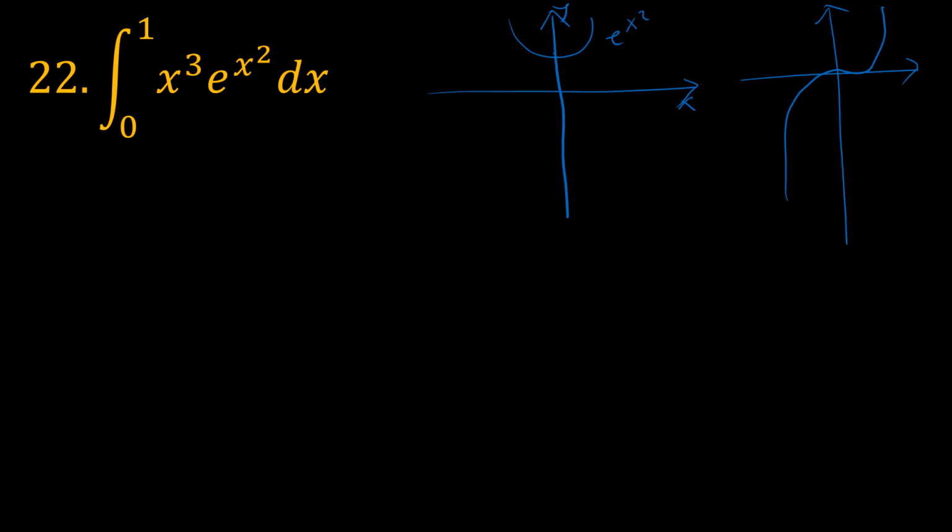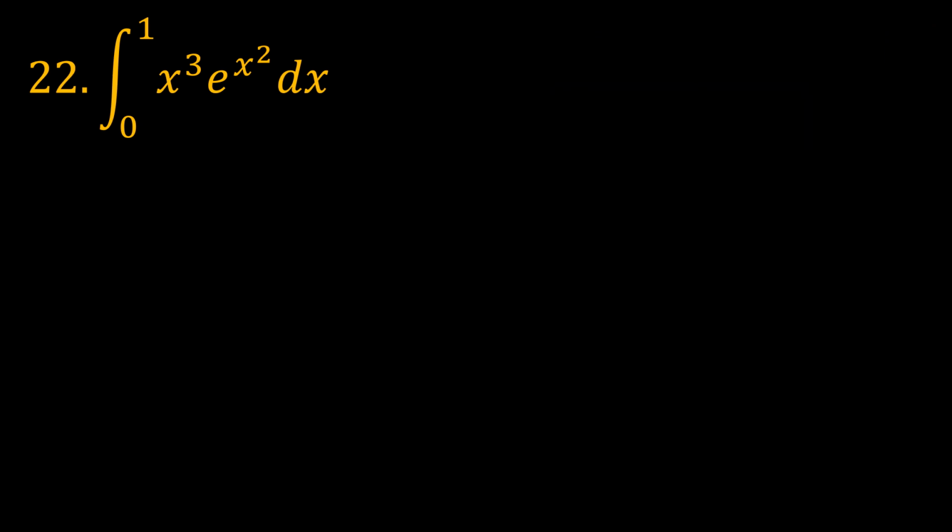Let me do a better job of drawing that. I don't want anyone complaining. So something like that. But now we have this region 0 to 1, so this is what we're going to try and integrate. So this is x cubed e to the x squared. Okay, so this is what we have.